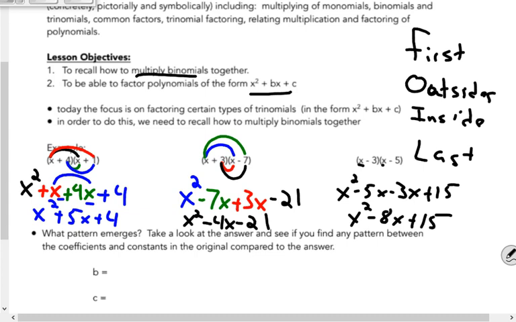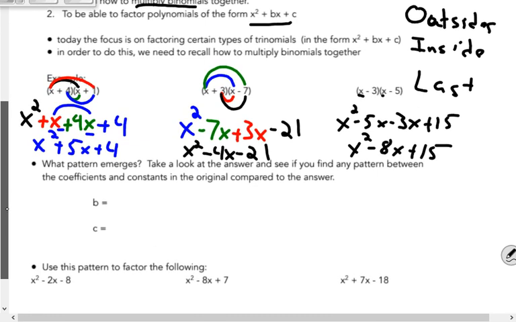All right, great, good. Now, here's a question. What pattern emerges? Do we see anything that's happening here? The middle ones add up and the outside stays the same. Okay, good. What do we know about the first term? So that's x what? Okay, first term is always x squared.